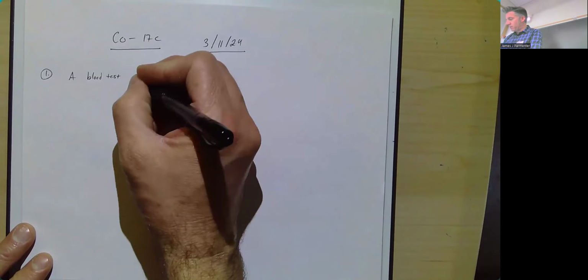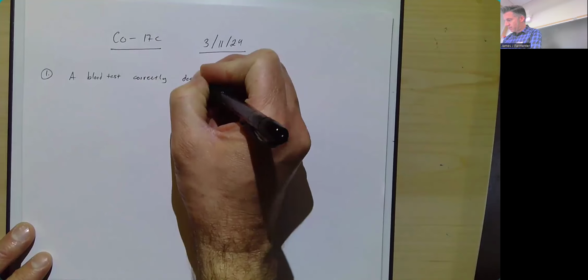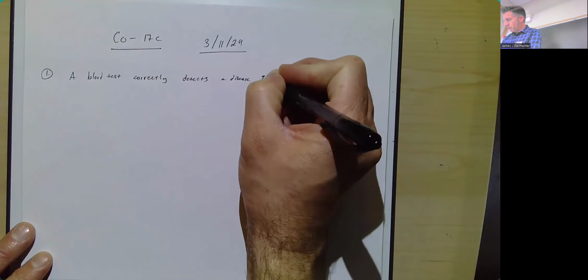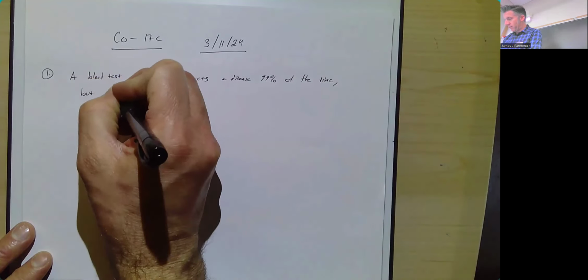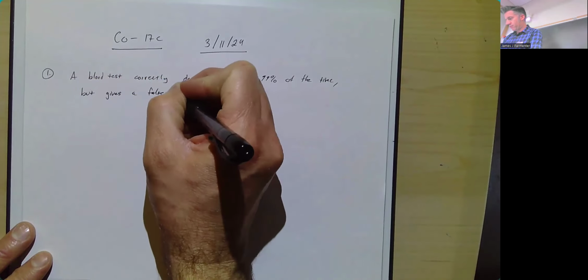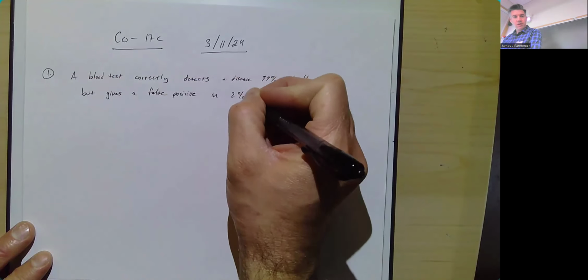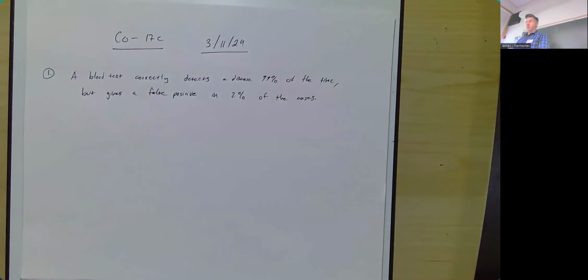A blood test correctly detects a disease 99% of the time, but also gives a false positive 2% of the cases. Just to make sure everyone's clear, false positive means the person doesn't have the disease, but the test shows as a positive result. That's a false positive.